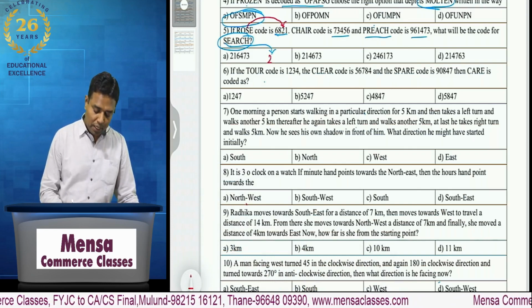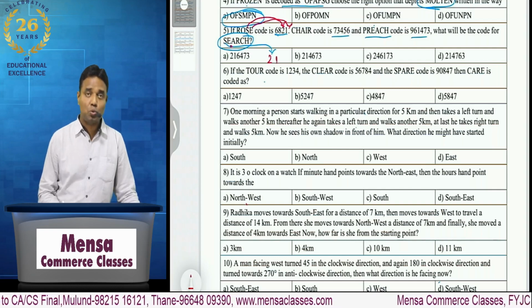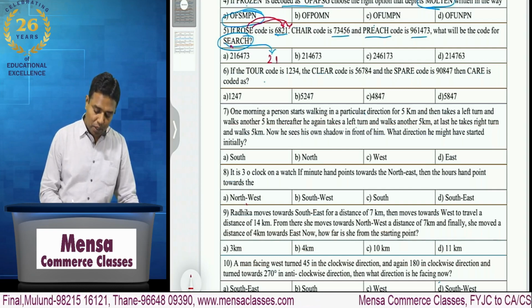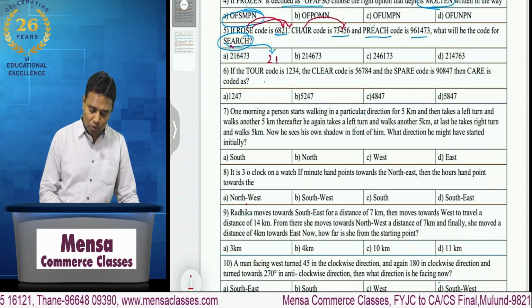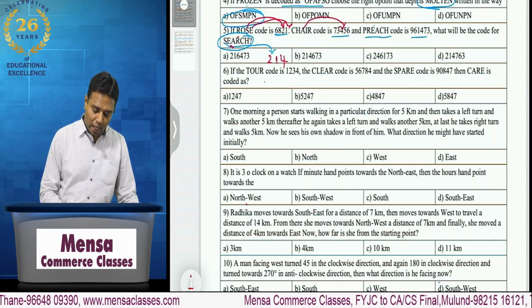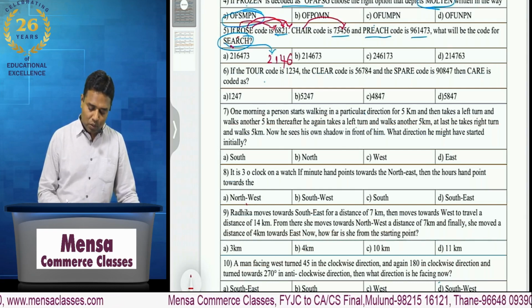Then I want E. Where do I get E from? Again rows. That is the last one, 1. So 2, 1. Then A. Where do I get A? I'll get the code from chair. Third one, that is 4. 2, 1, 4. Then R. R again I'll get from rows. That is 6. Right. So 2146.